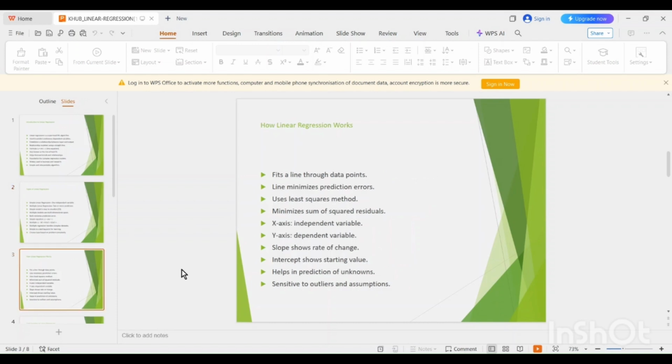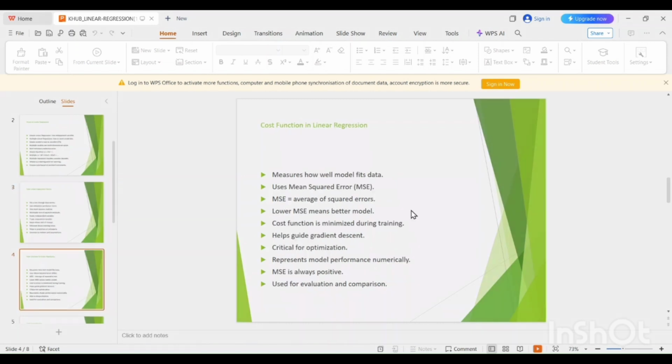And now let us discuss how linear regression works. Linear regression fits a straight line that minimizes the error between predicted and actual values, and it uses the least squares method to fit the best line. Slope m indicates how much y changes with x. Intercept c is the value of y when x equals 0, and it is highly sensitive to outliers. There are also axes, the x-axis and the y-axis, where the x-axis is the independent variable and the y-axis is the dependent variable.